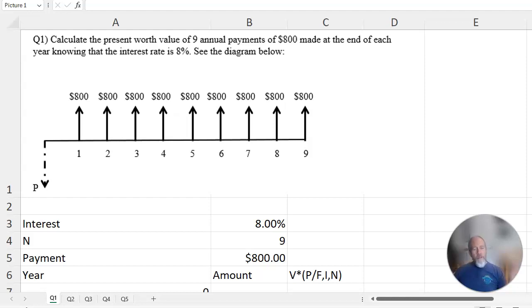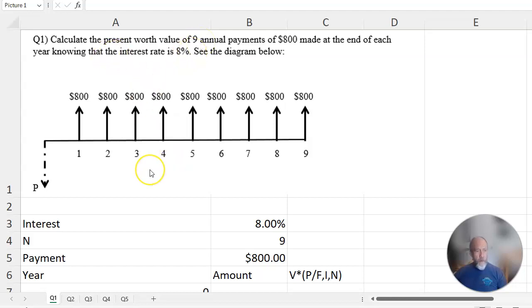Questions with Answers. How to do the calculations. We're just going to solve a number of sample problems to help you know how to solve problems. So the first one we're going to start with is relatively easy. Straightforward equations. Calculate the present worth of 9 annual payments of $800 each with an interest rate of 8%.